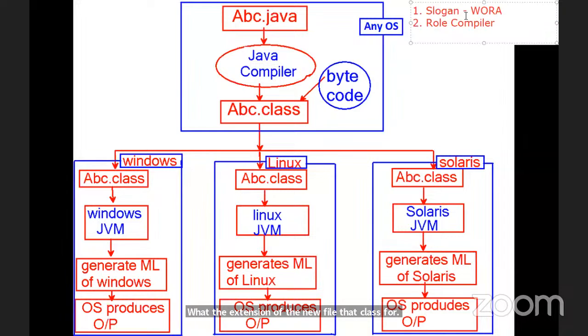Step number one, take the source file name as input. Number two, read the source code. Number three, verify syntax mistakes. Number four, if no syntax mistakes are there, convert the source code into bytecode. And number five, save that bytecode in a new file with the .class extension. Totally 5 steps. All these 5 steps in a single line: the compiler is responsible for converting source code into bytecode and saving it inside a .class file.